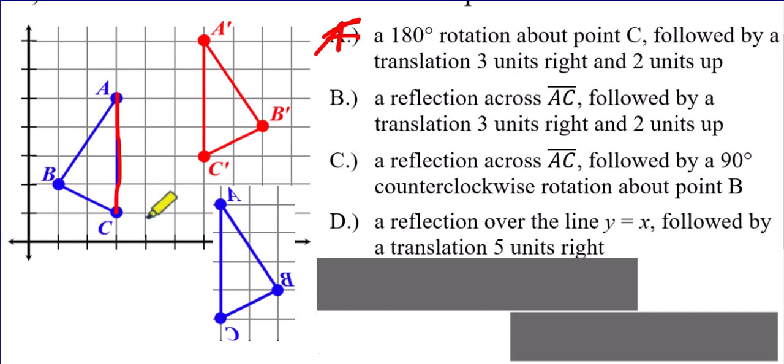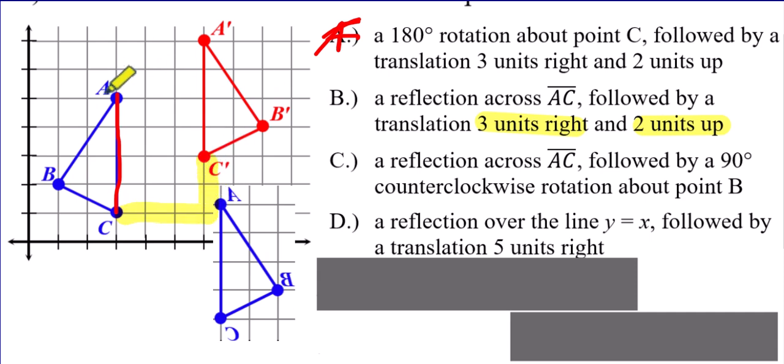3 units to the right. Now, when I reflect this, B is not going to be at the same place, but A and C will be at the same place. So let's just count from C to C prime and A to A prime. Is it 3 units right and 2 units up? Let's check that out. 3 to the right, 2 up.